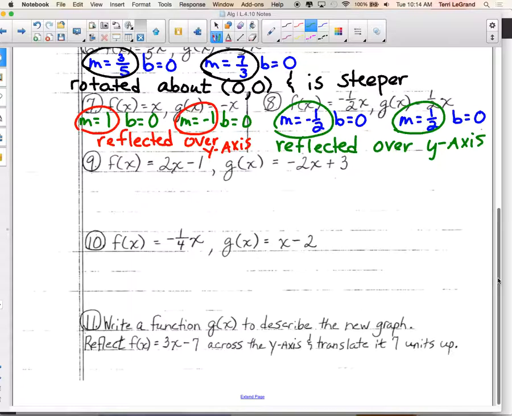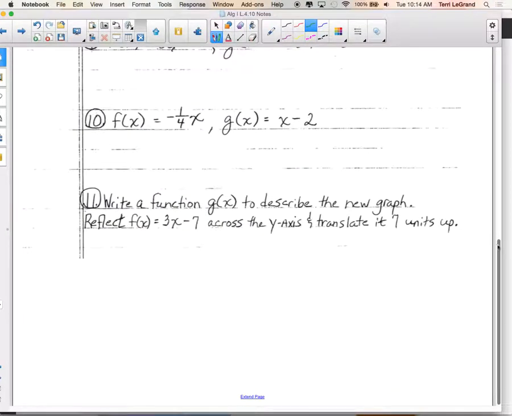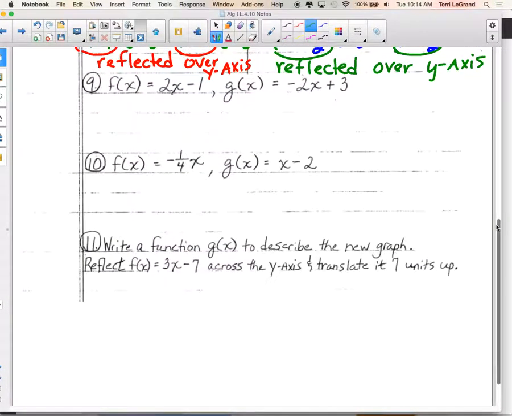Okay, how about number 9? First thing we're going to do is we're going to identify what again? The m and the b's. Just go ahead and do it for both functions.